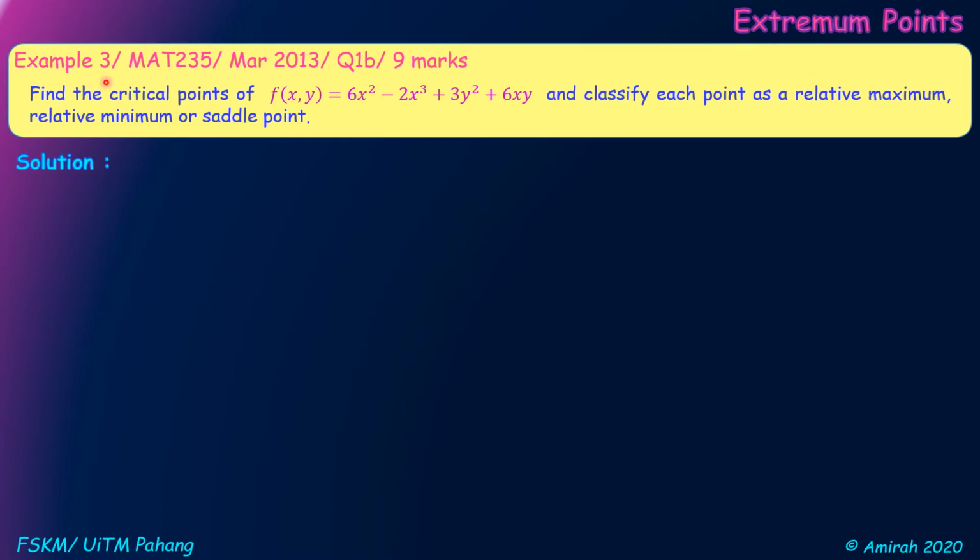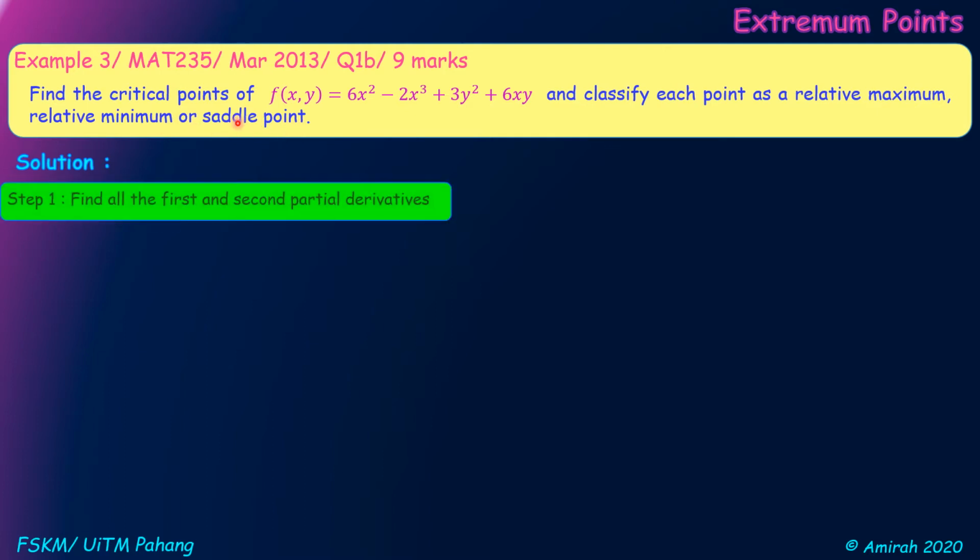Now, we look at example 3 from the previous semester papers. Find the critical points of f(x,y) equals 6x squared minus 2x cubed plus 3y squared plus 6xy, and classify each point as a relative maximum, relative minimum or saddle point.